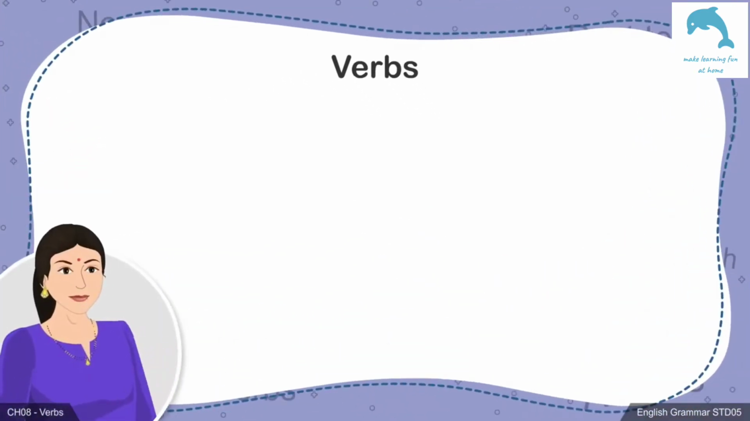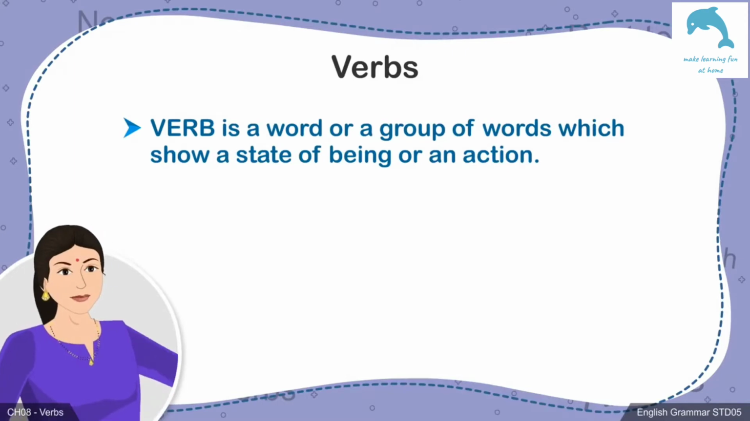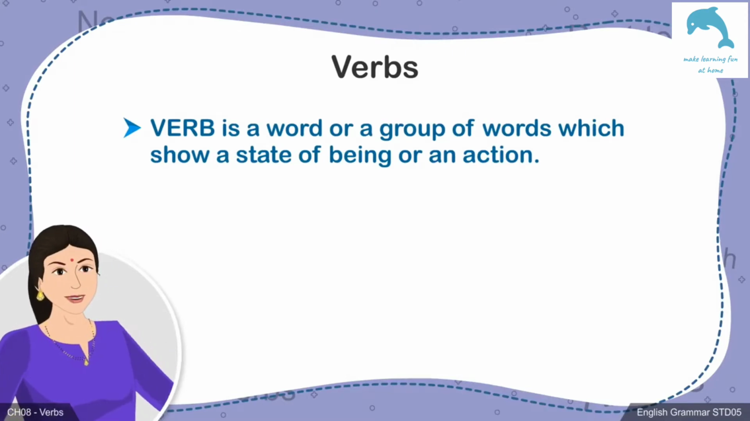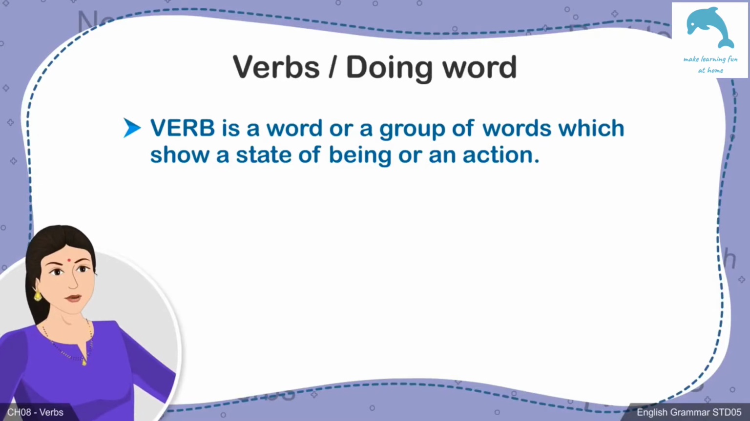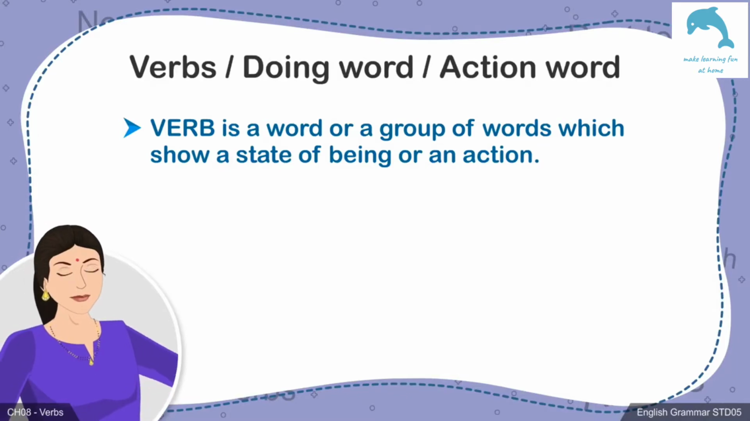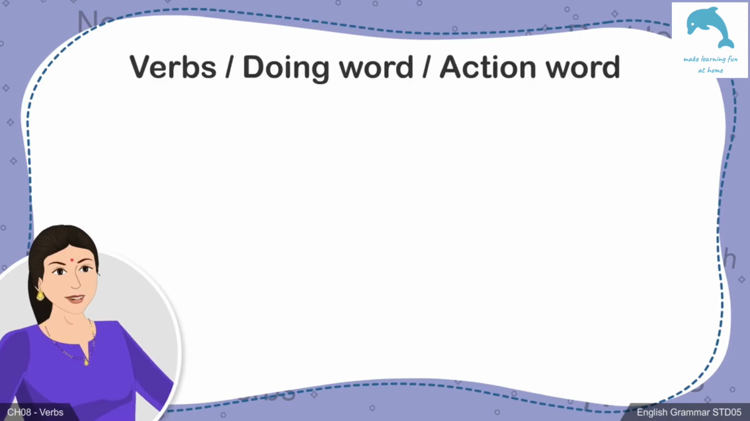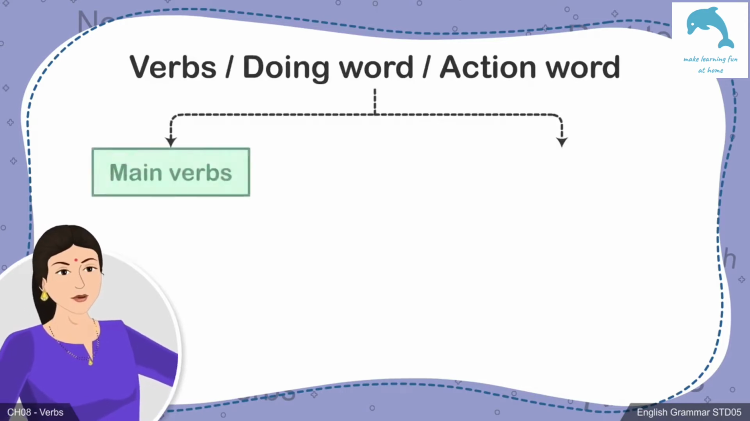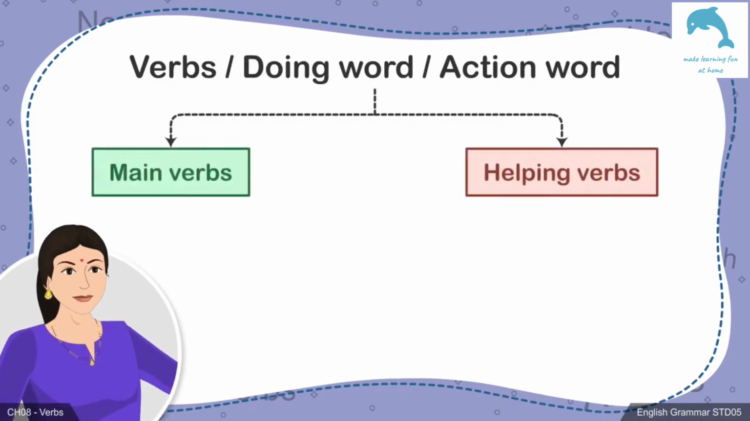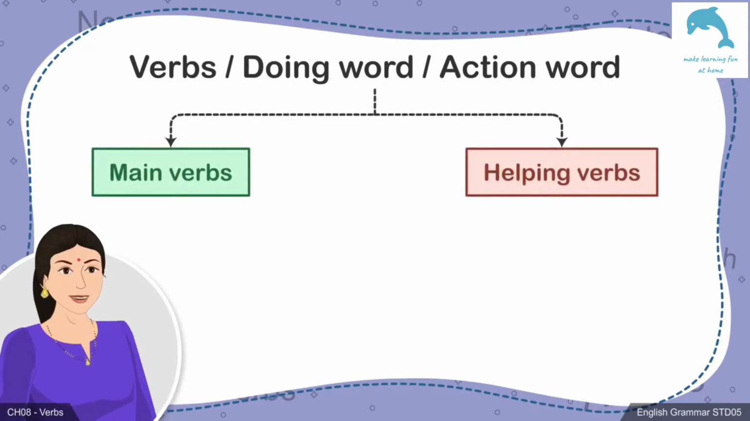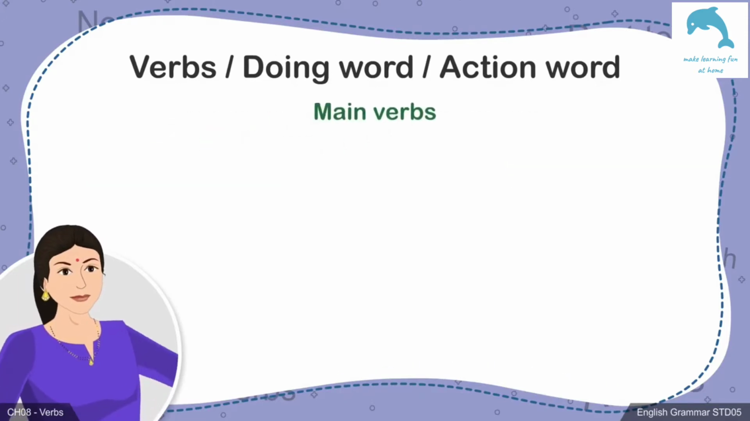Therefore, we define any verb as a word or a group of words which show a state of being or an action. It is also called the doing word or an action word. The entire category of verbs is divided into main verbs and helping verbs. Let's define these two main categories.